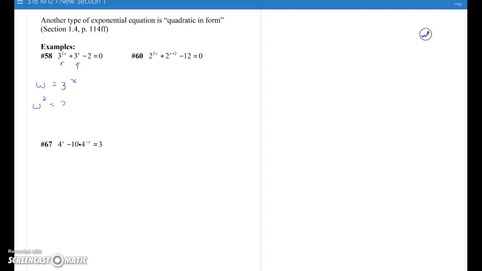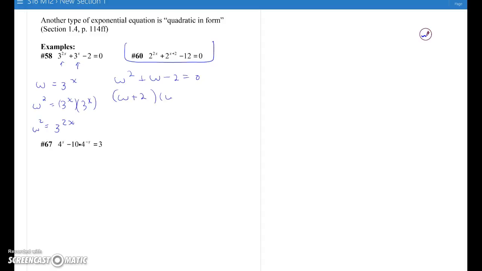Well, then w squared is going to equal 3 to the x times 3 to the x. And we add the exponents, so that's w squared is 3 to the 2x. Oh, so now I can rewrite this as w squared plus w minus 2 equals 0. And I'm not working on this one yet. So this is a problem we know how to do.